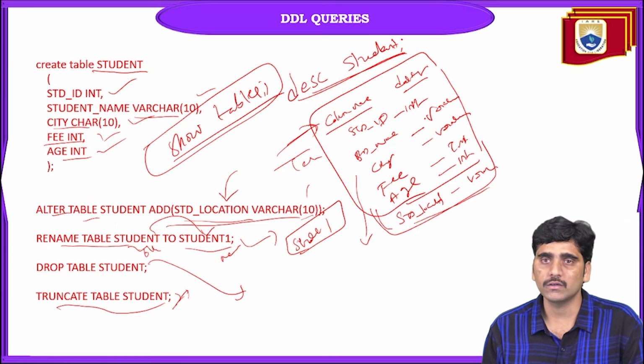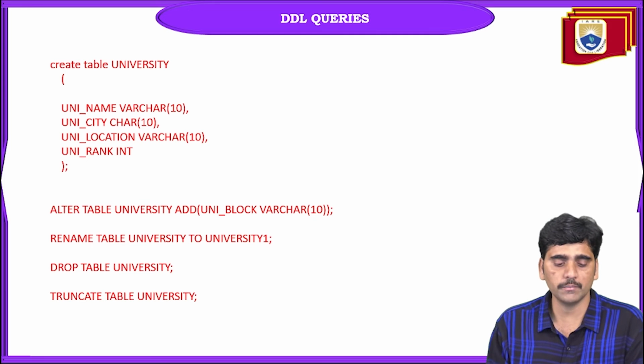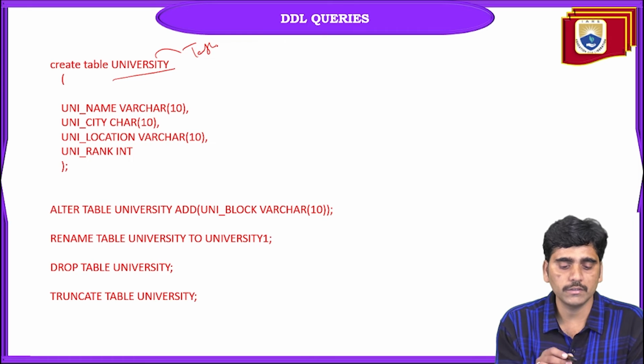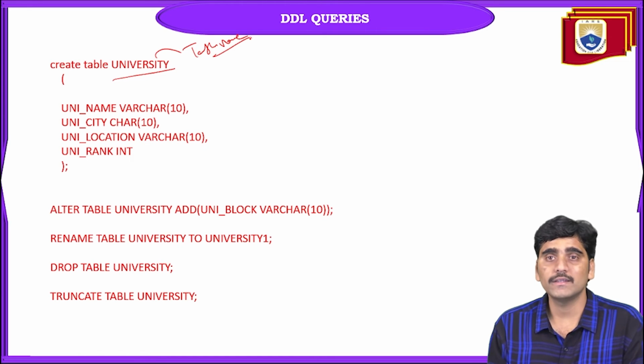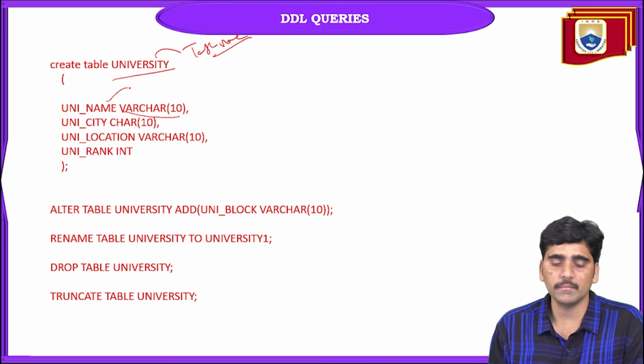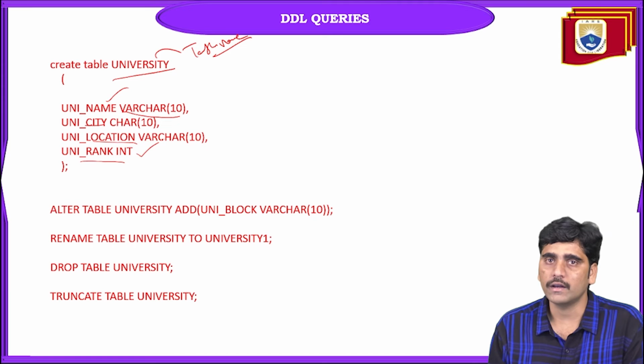So this is the way you can create the table, alter the table, rename the table, drop the table, and truncate the table of student. And we'll see another example, university. University is the table name, and this table contains varchar university name as one column, university city one column, university location one column, and the university rank is one column.